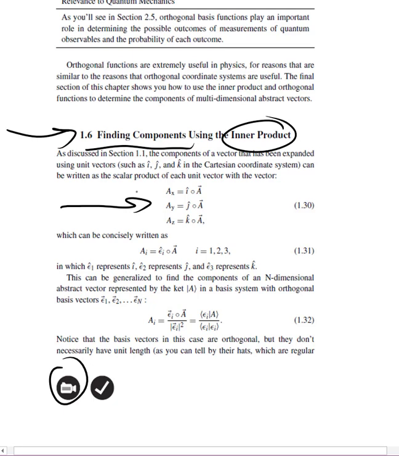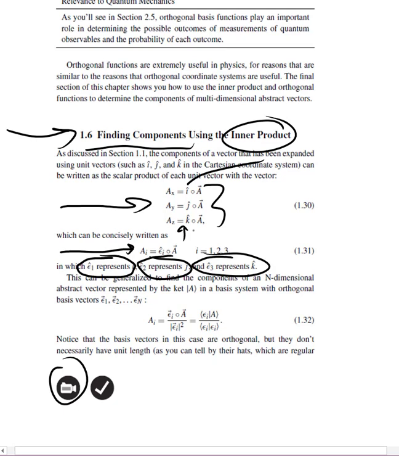Back in section 1.1, we mentioned that you could find A sub x by dotting the Cartesian unit vector i hat into A. Same thing for A y and A z. And that's a way, if you have the vector A and you know your basis vectors, i hat, j hat, k hat, you can find the components A x, A y, A z. A little shorter way of writing that is A sub i equals epsilon sub i, with a little caret hat denoting a unit vector, dot A, where i can be 1, 2, or 3. And those epsilons just represent i hat, j hat for epsilon 2, and k hat for epsilon 3.